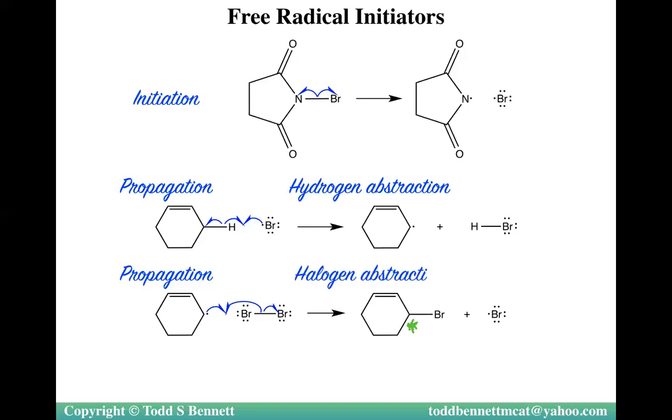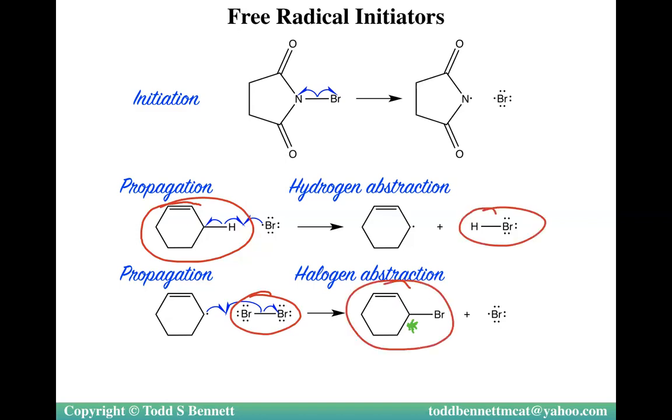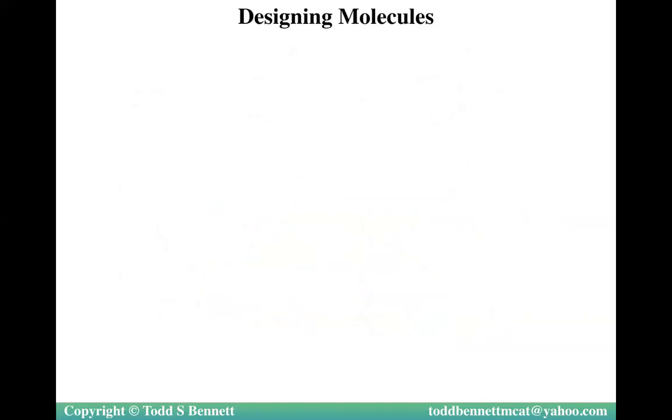So a couple propagation steps, and as you know, when you add up 2 propagation steps, we will see that this ultimately goes to this. So this compound plus Br2 will go to the brominated version plus HBr. That's your overall reaction, your radicals cancel, and you have that process. Okay, that's a chemical process.